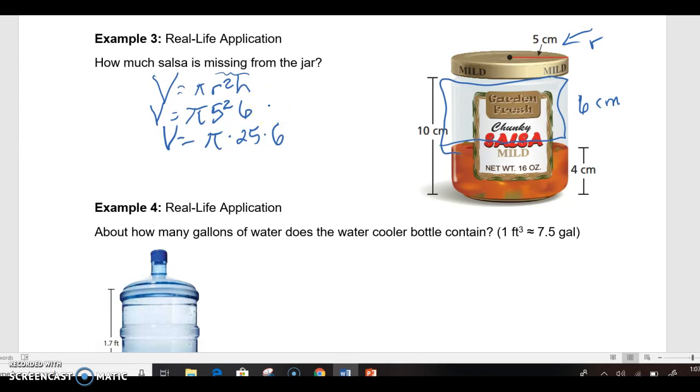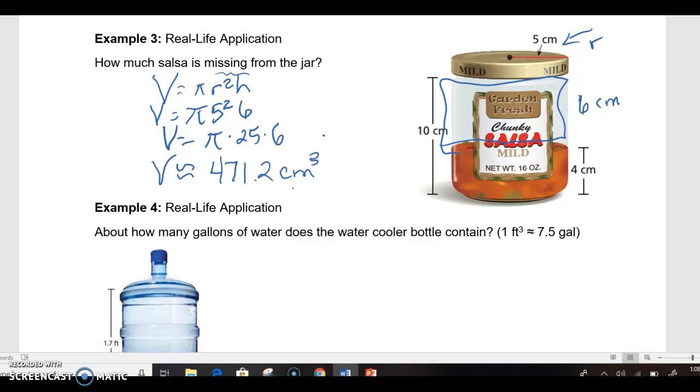So pi times 25 times 6. And it doesn't tell me how to round this, but I'm going to go ahead and just round it to the nearest tenth, I guess. So it's about 471 and 2/10, and we would say this is cubic centimeters. Okay, so 471.2. If it doesn't tell you how to round, usually the nearest tenth or hundredths place is fine. Okay, so I'm going to leave you with that example.